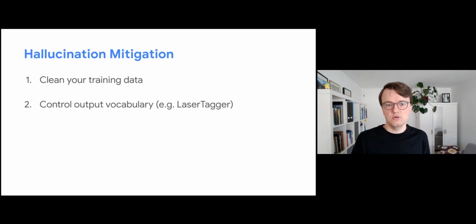The second thing you can do is to try to control the output vocabulary of your model, which is something we do, for example, in text editing. So we don't let the model output any kind of text, but we sort of restrict it.